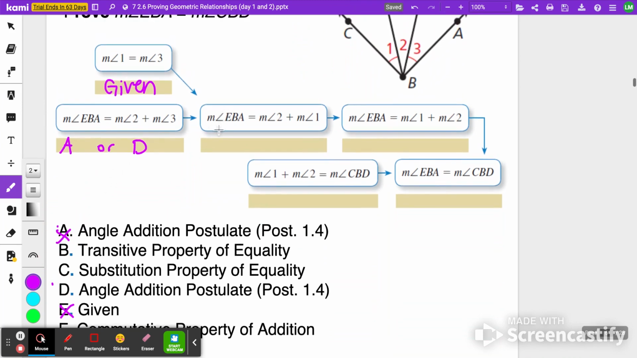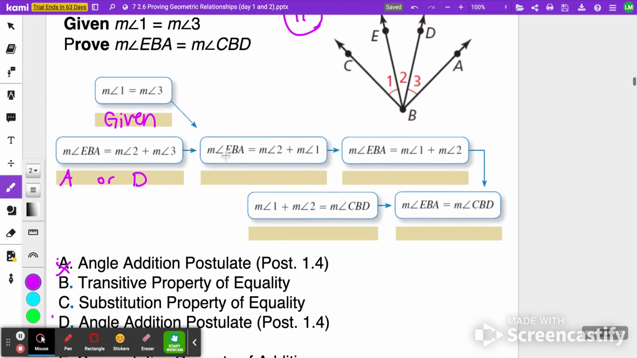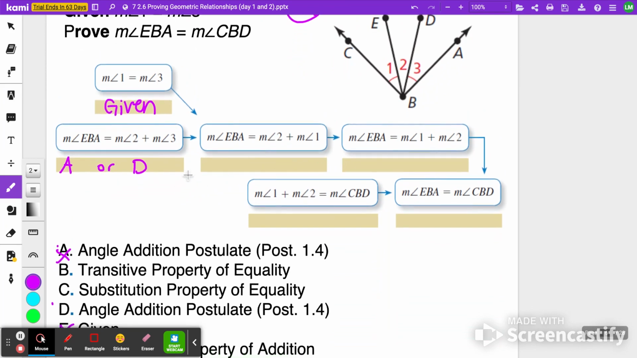Then if we continue, it says the measure of EBA can also be equal to the measurement of angle 2 plus the measurement of angle 1. Okay, for that one, we would use the substitution property. So that would be letter C. The reason is because both angle 1 and angle 3 are equal. So notice how I just replaced angle 3 now with angle 1.